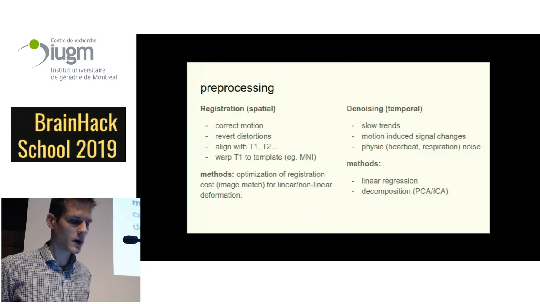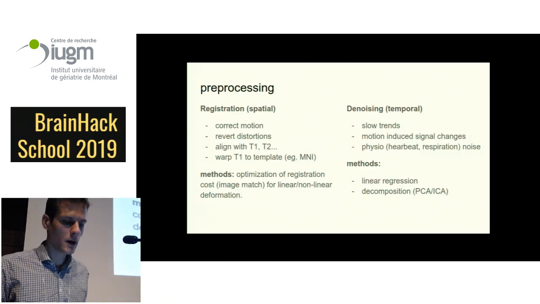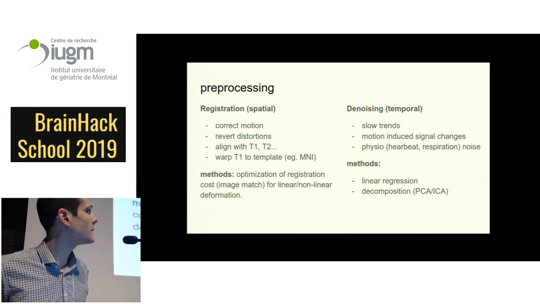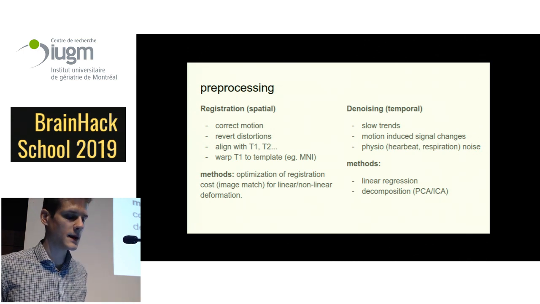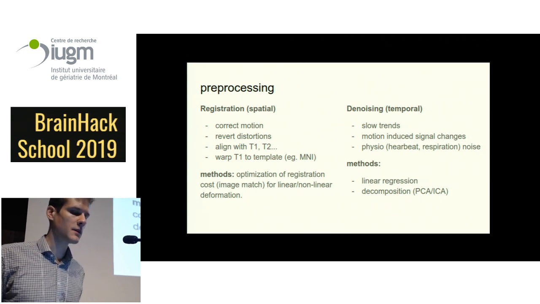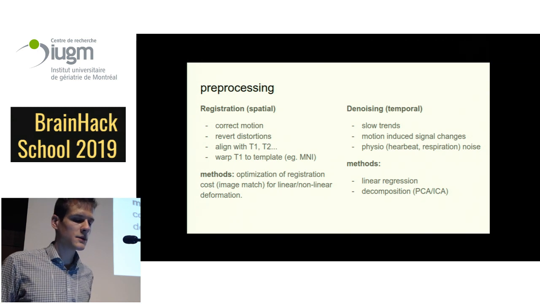That's why we need to apply a bunch of preprocessing steps to be able to analyze this data. Preprocessing usually combines a bunch of steps in a specific order, and these steps can be classified in two categories. The first category is registration, which deals with aligning things so that they can be spatially sound, such as correcting for motion, because the subject can move in the MR.